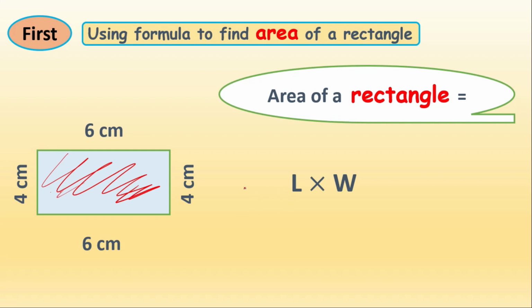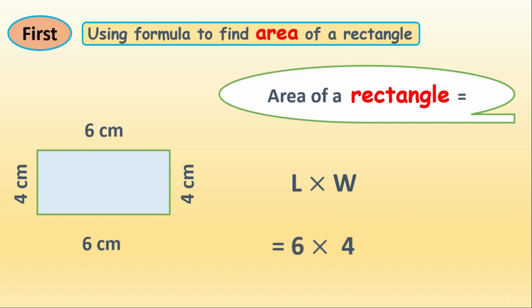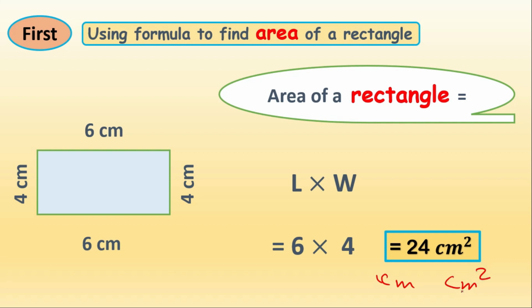Okay, so length equals 6 and width equals 4. So multiply 6 times 4 equals 24 centimeters squared. And take care, you may make a big mistake here if you write centimeter instead of squared centimeter. The unit of area is squared centimeter. You have to take care.